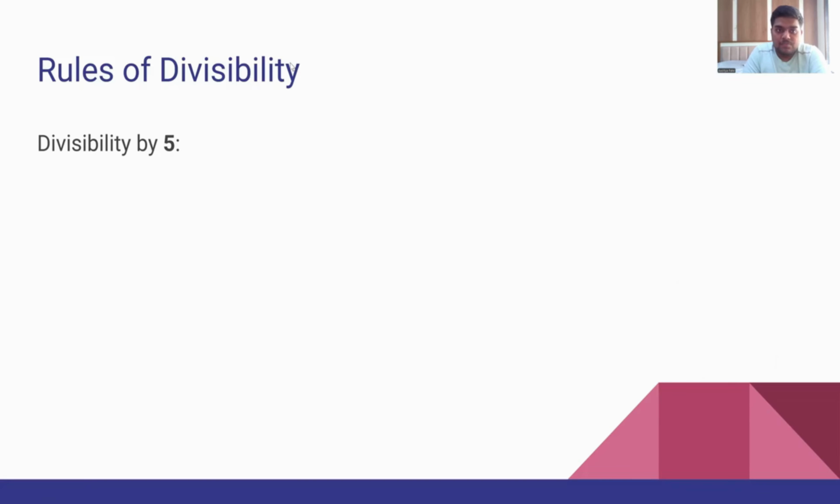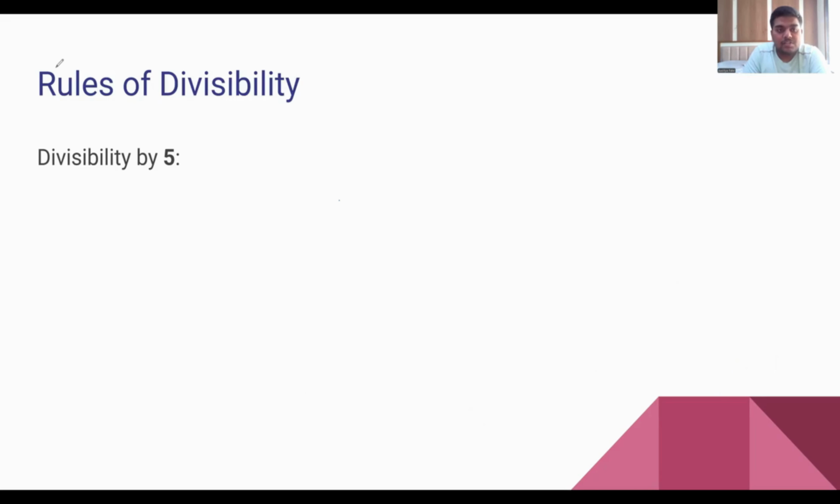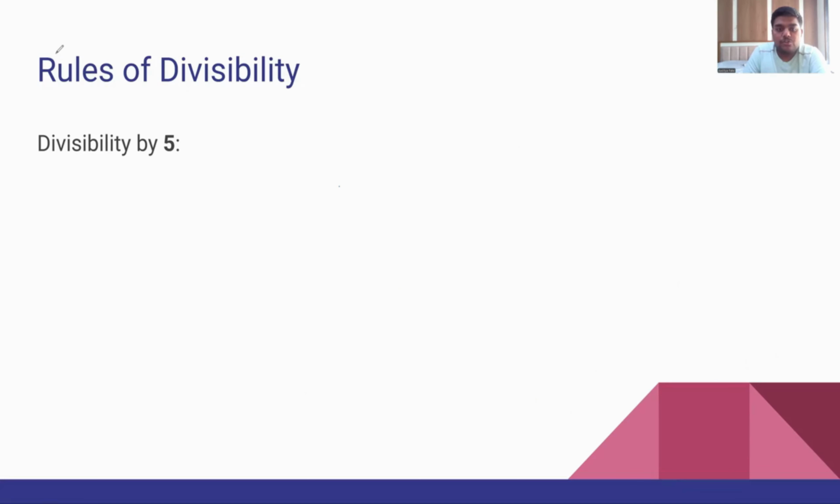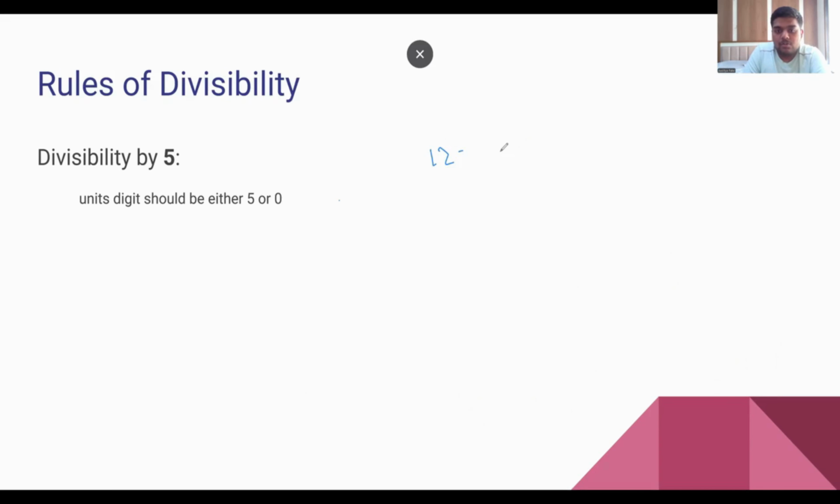Divisibility by 5. This is again a simple one, because all we have to do is check the units digit of a number, or say the last digit. The units digit should be either 5 or 0. So 1, 2, 3, 4, 7, 9, 6, 8, 5 is divisible by 5. And if there was a 4 in the units digit, it would not have been divisible by 5.